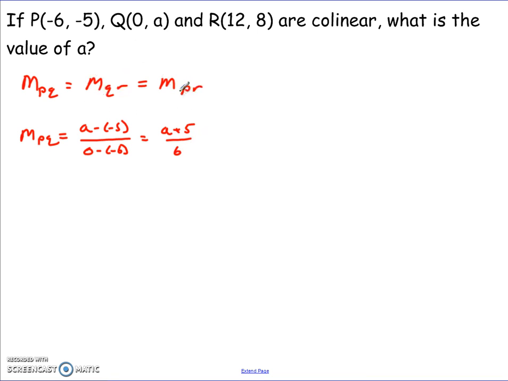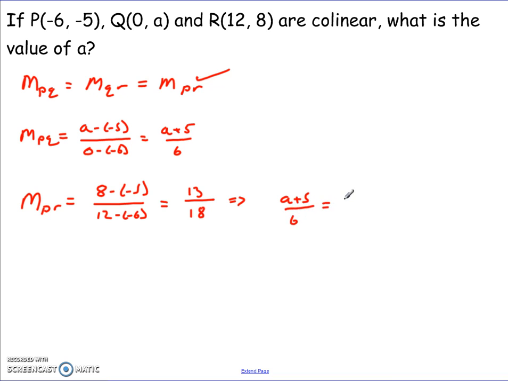And then I could pick any of these two that I want. I don't want A's on both sides. That would just give me a bit more algebra than I'd really want to have to worry about. So I'm going to go with this one here, the gradient from P to R. So gradient from P to R equals 8 take away negative 5 over 12 minus minus 6. So in this case, that would be 8 minus minus 5, so that's 13, over 12 take away negative 6, that would be 18. What I'm then able to do is say, right, so A plus 5 over 6 equals 13 over 18.